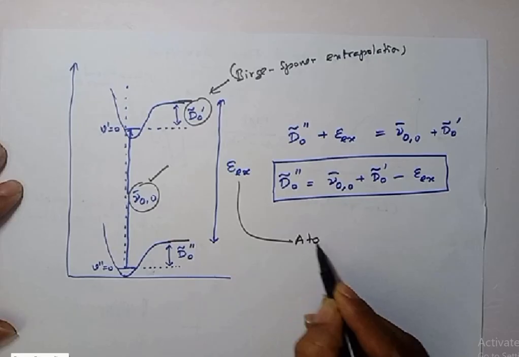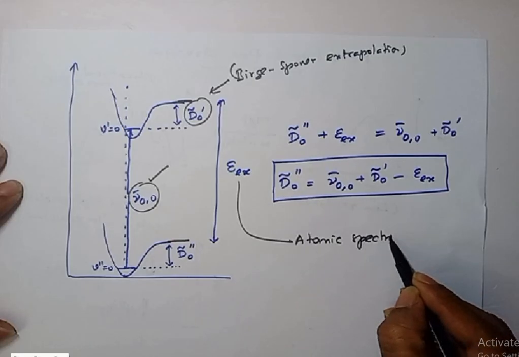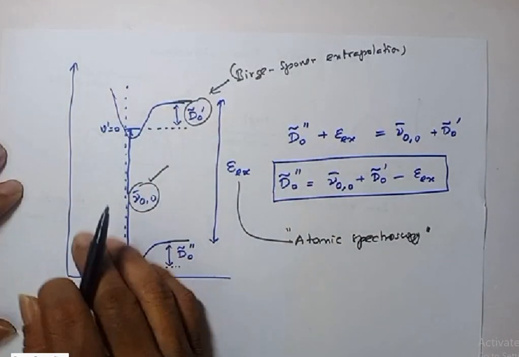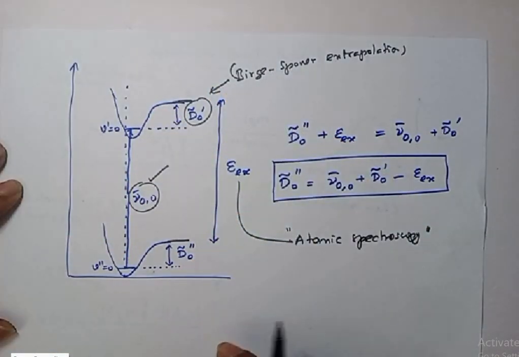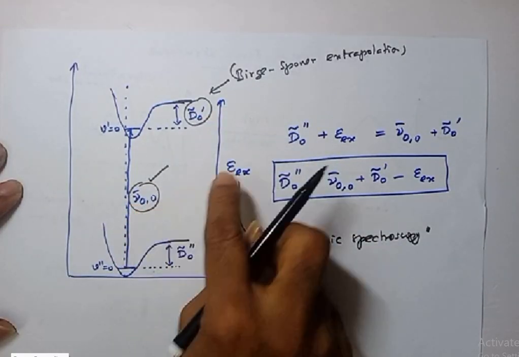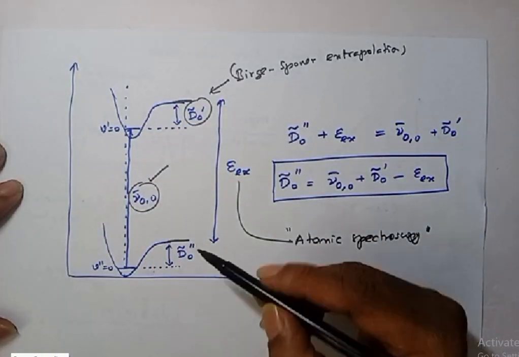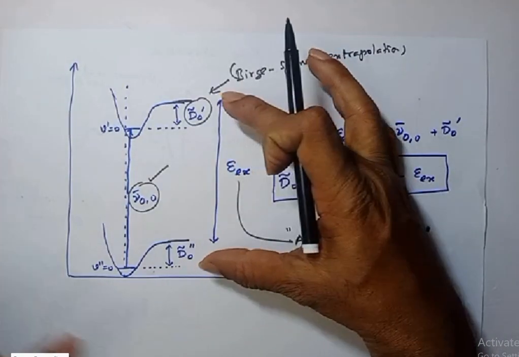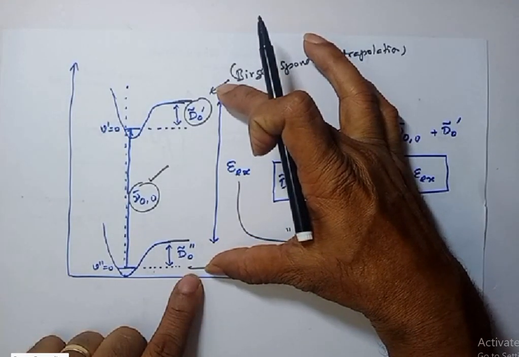atomic spectroscopy, depending upon which atom is produced. Take the atomic spectrum of that atom. From the atomic spectroscopy, yes, we can find this value. If I know the excitation energy, if all these three values are available, we can find this one. How? Observe carefully. D0 double prime plus this excitation energy will give me this much energy, right?